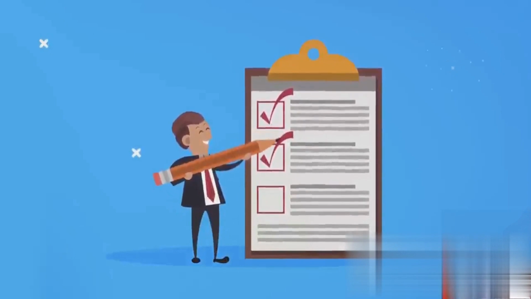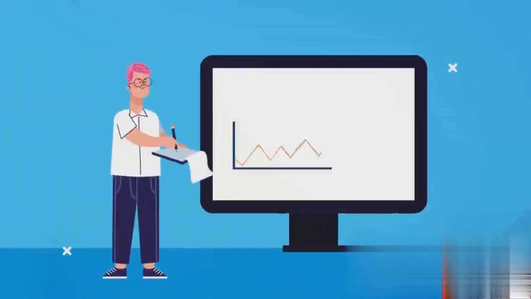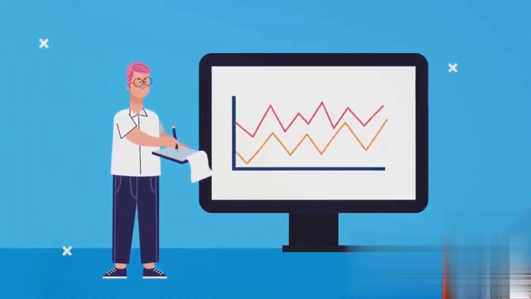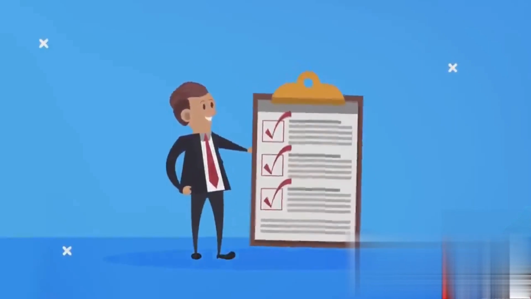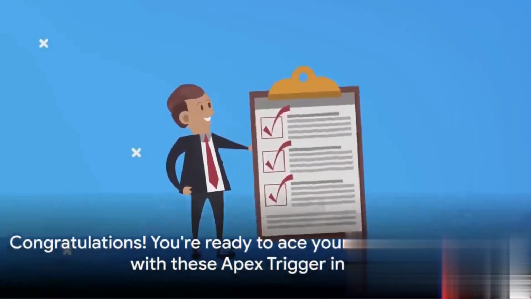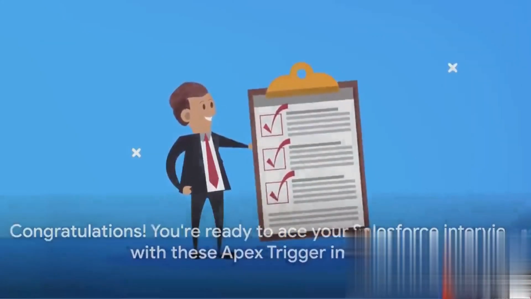A good response would be, some best practices for writing Apex triggers include using bulkified code, using collections like list, set, or map to store data, and avoiding the use of hard-coded IDs. Also, it is advisable to use error handling mechanisms and write test classes for better code coverage. With these questions in your arsenal, you're well prepared for your Salesforce interview.